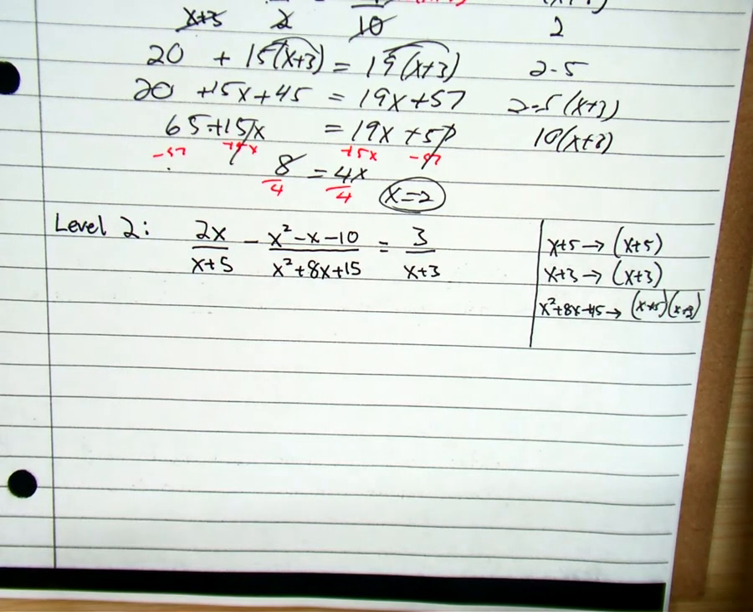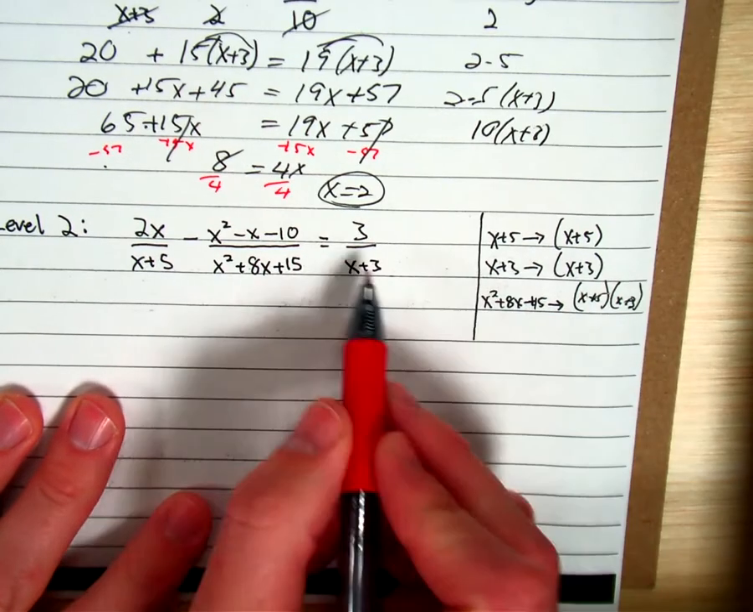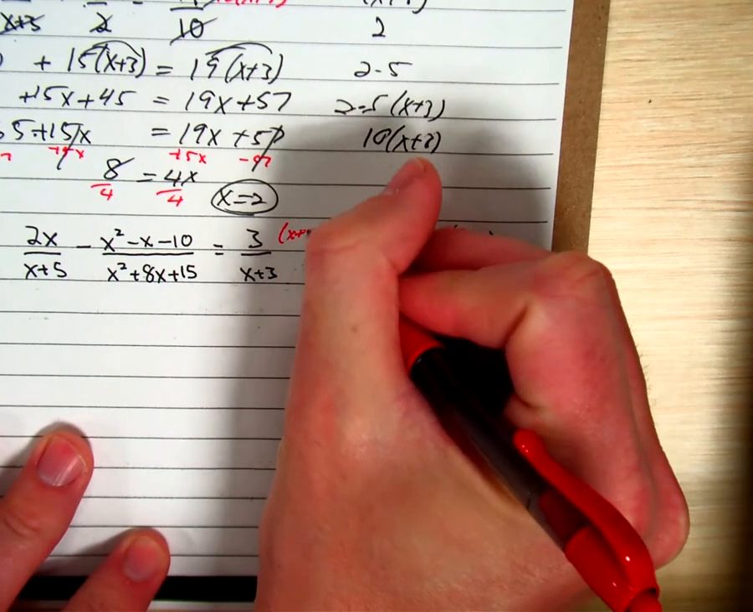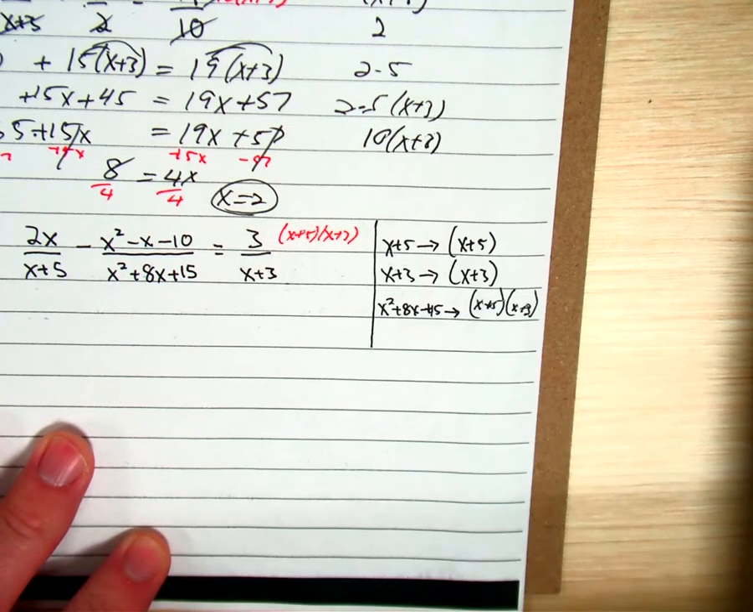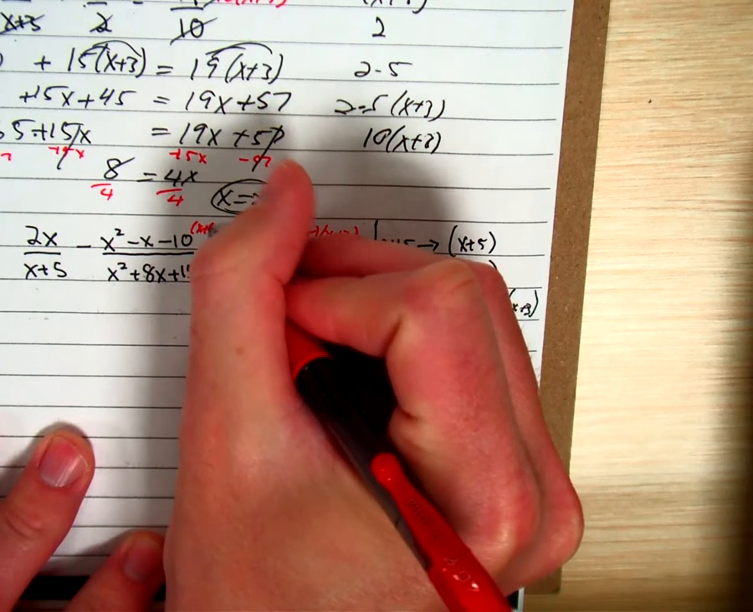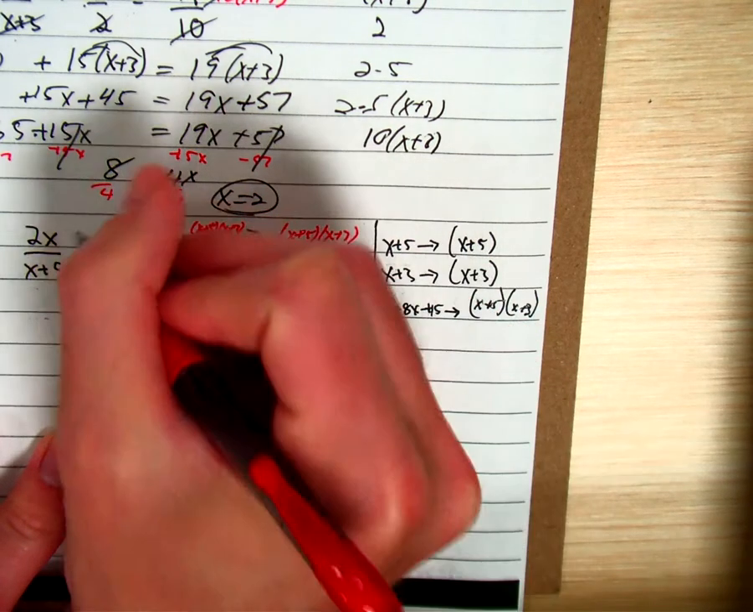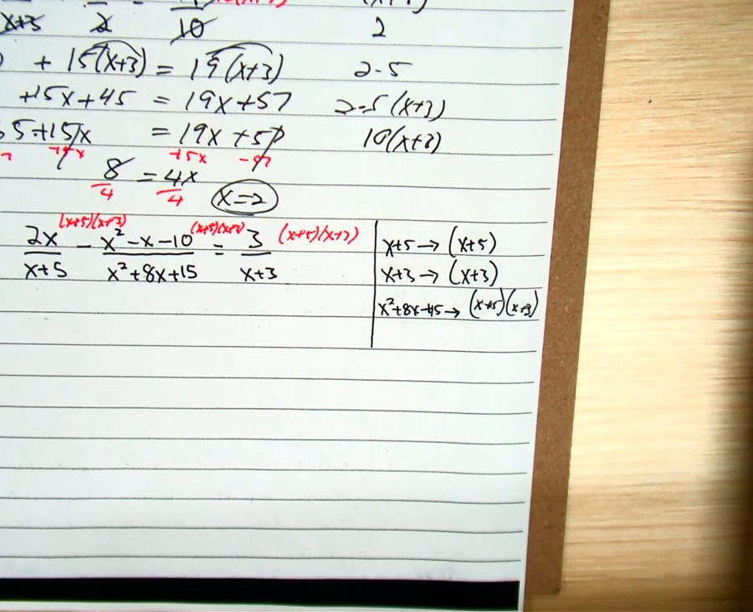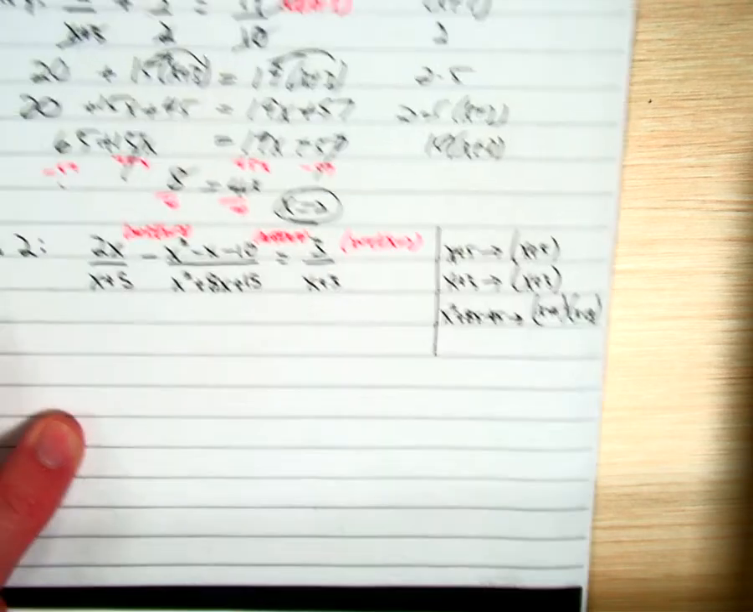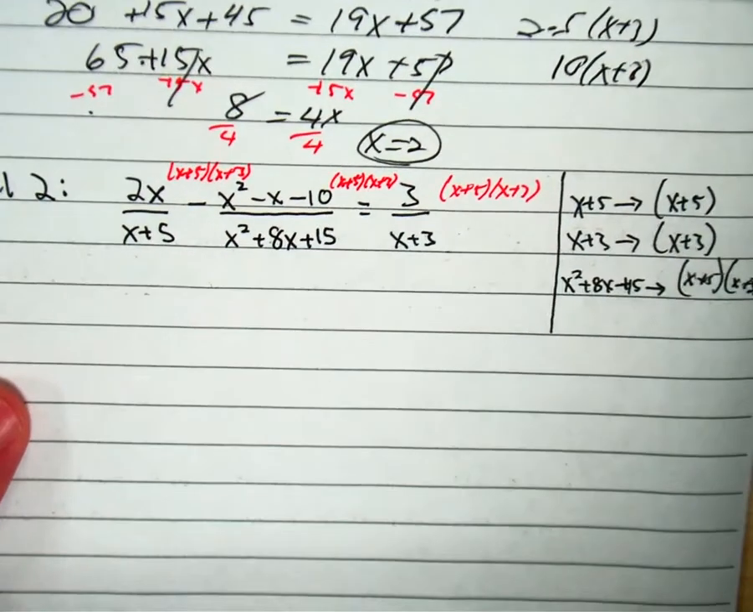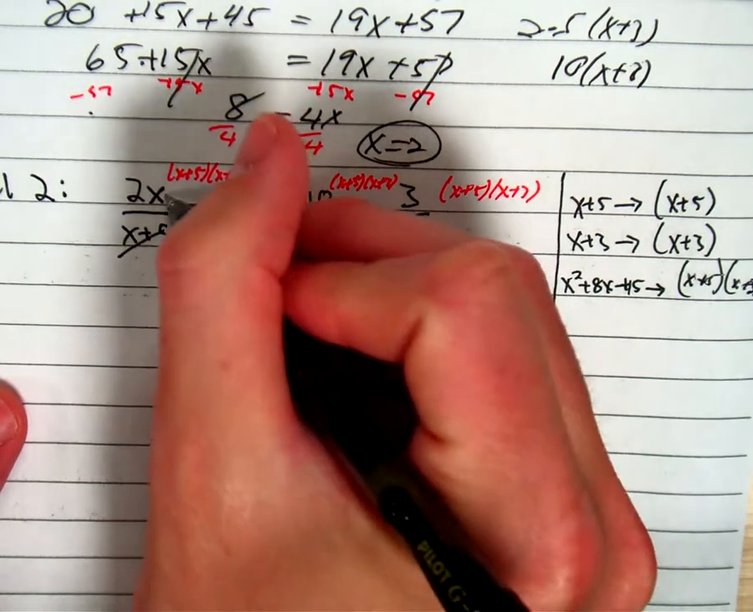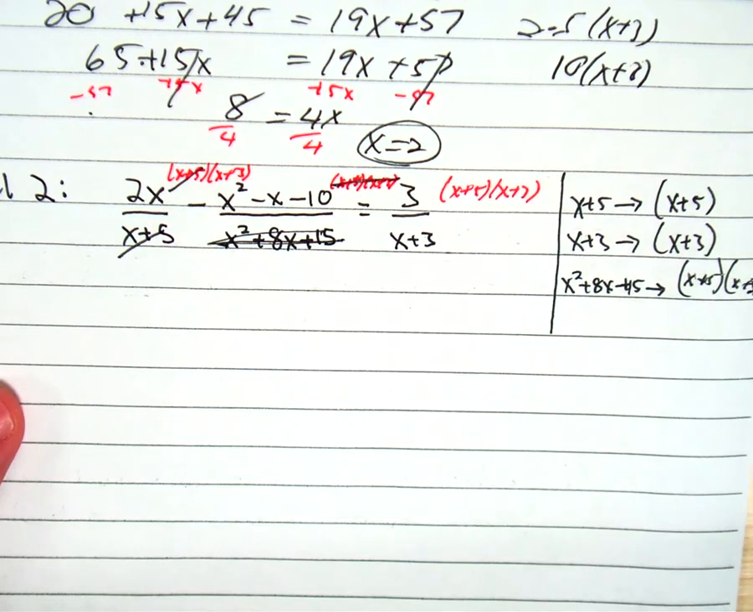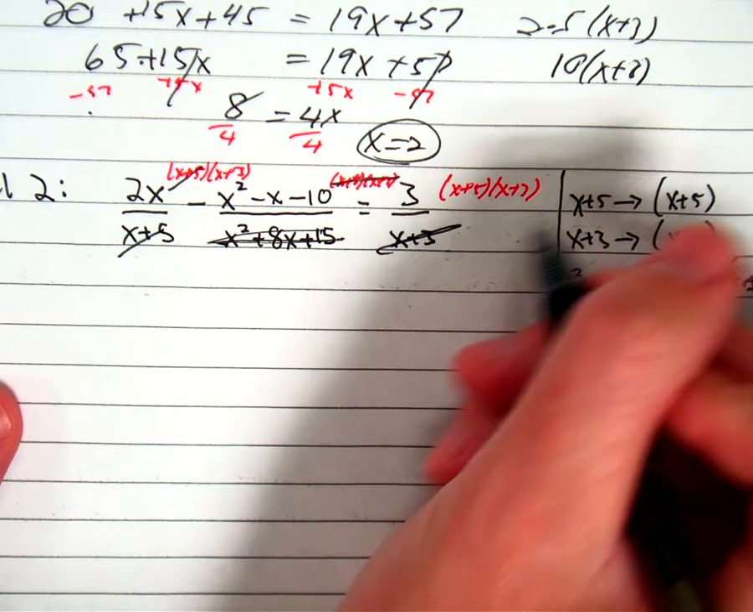Okay, so now it's the same thing. We're multiplying everything by those factors. So x plus 5, x plus 3. Okay, and that should cancel out all of our denominators. X plus 5 cancels out. That's what this was. This whole thing was that. And the x plus 3.